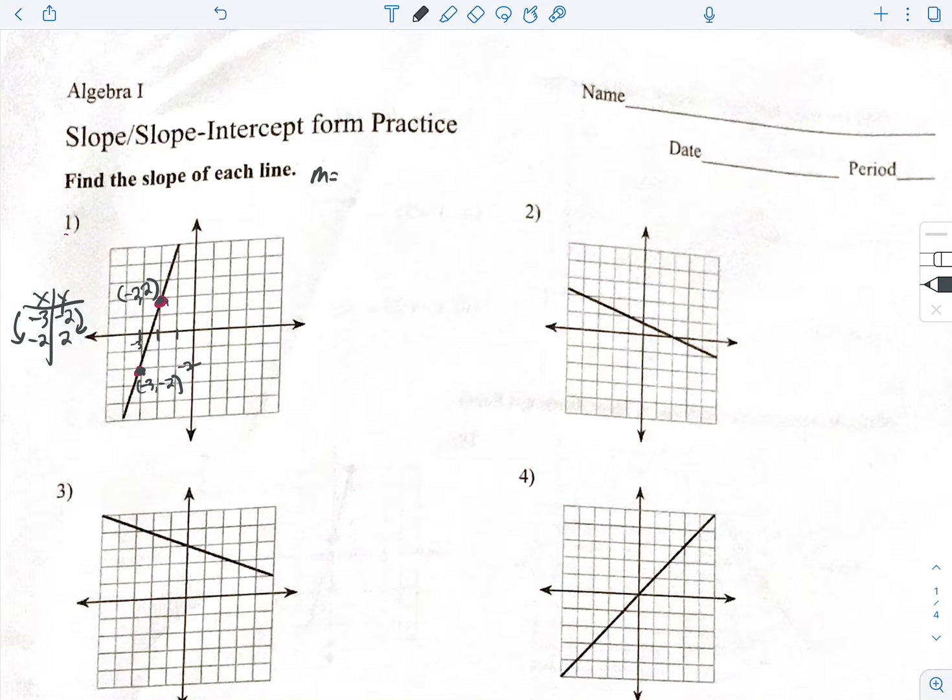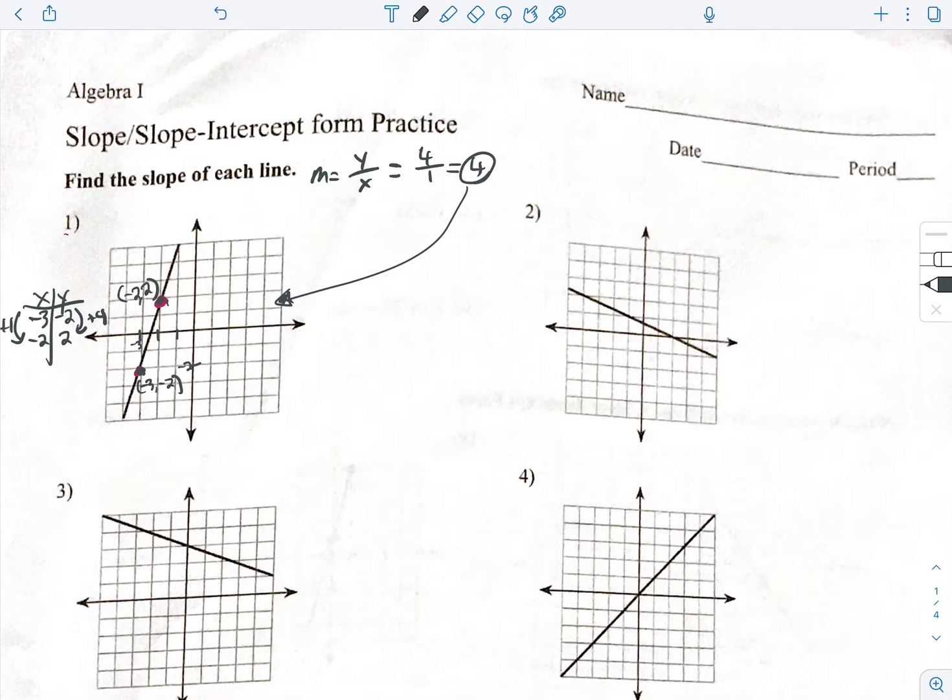Remember, slope is changing y over changing x. So -2 to 2 is +4. And -3 to -2 is +1. So 4 over 1 is 4. So that's the slope here. It's 4.